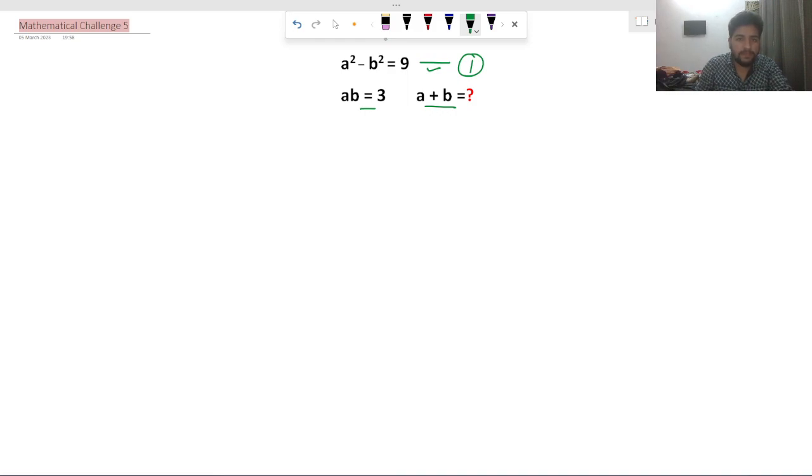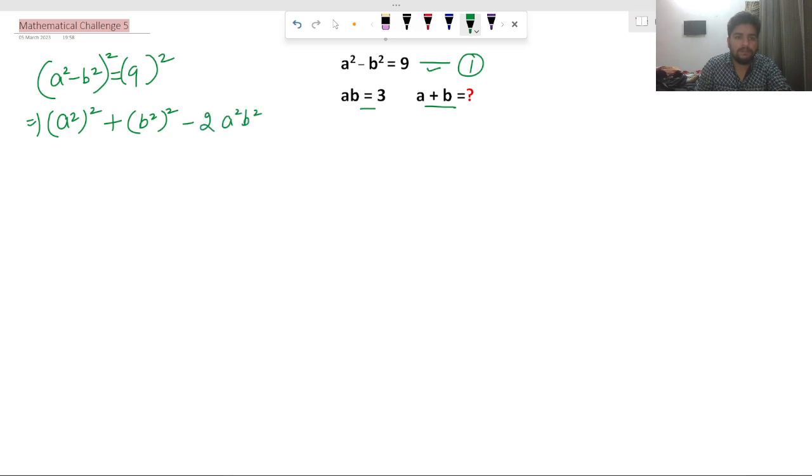Taking this equation and squaring both sides, what we'll get is a square minus b square is equal to 9. We have to square both the sides. After squaring, this will be square of a square plus square of b square minus twice of a square b square equals square of 9, which is 81. Okay, square of a square can be written as a4. Similarly, this can be written as b4, and this can be written as twice of square of ab equals 81.